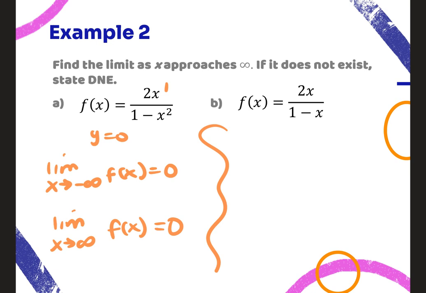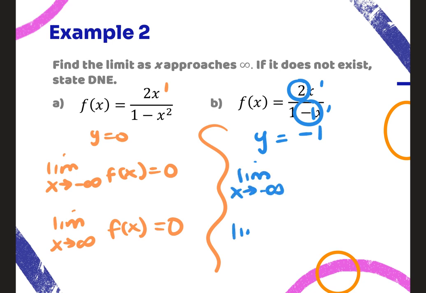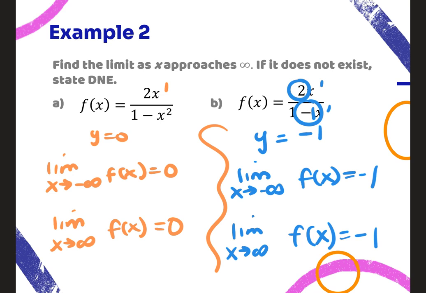And B, what's the exponent in the top? 1. Exponent in the bottom? 1. What's that relationship? They're the same, so it's the leading coefficient. It would be y equals -2, because this is 1 and this is -1. So the limit as x approaches negative infinity and the limit as x approaches positive infinity of f of x equals -2. On the web assignment, part of that is going to get filled in for you, like the limit as x approaches negative infinity, but make sure that you know how to write that from scratch.